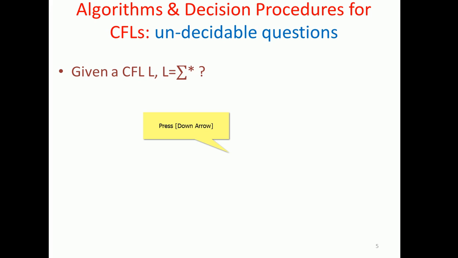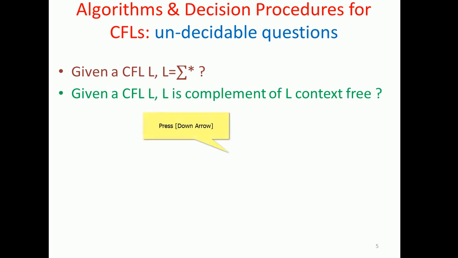Given a context free language L, is L equal to sigma star? So what are all the inputs in sigma which are all accepted by the language L, sigma star, right? Star includes 0 also sometimes, so null is also acceptable, right? So that is undecidable. Undecidable is unsolvable, right?